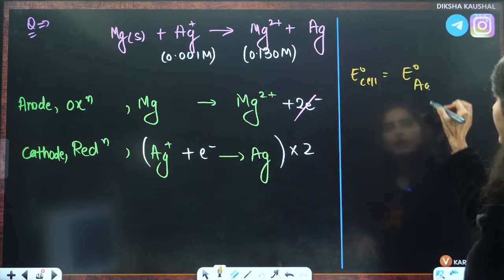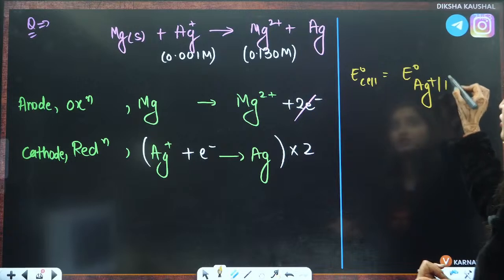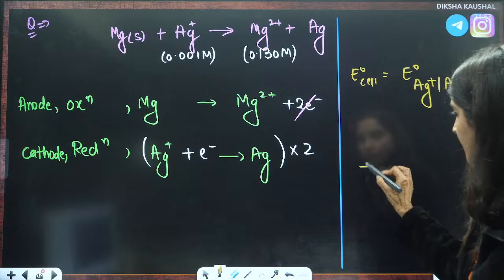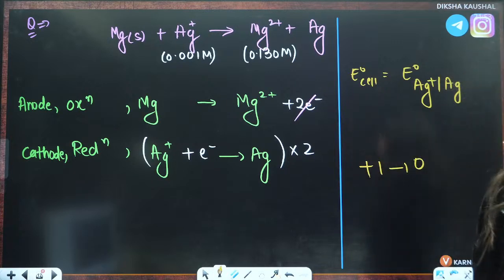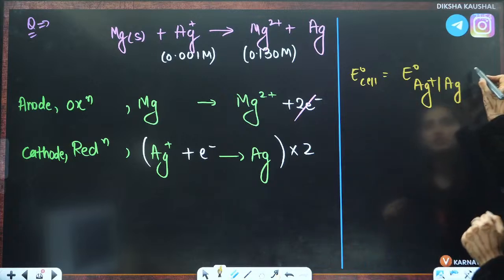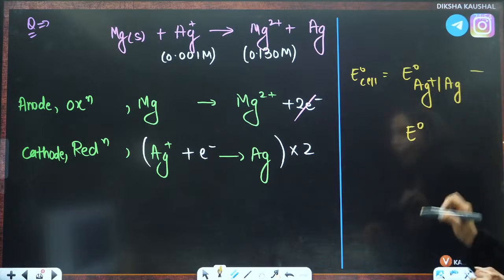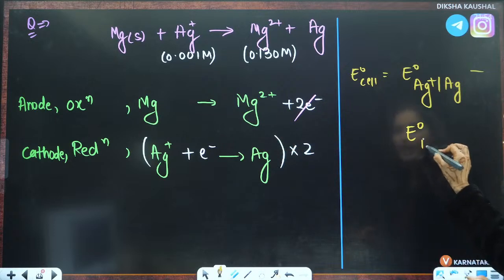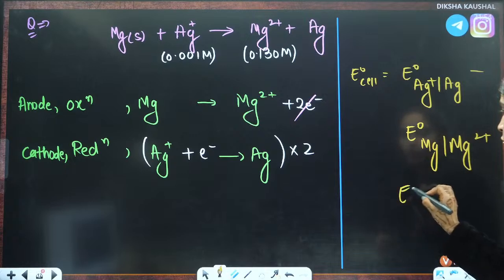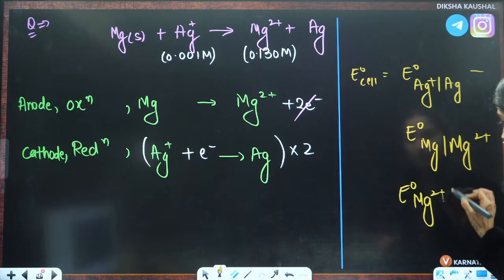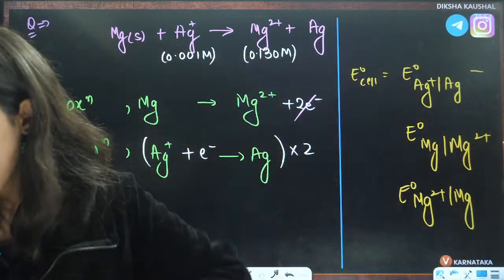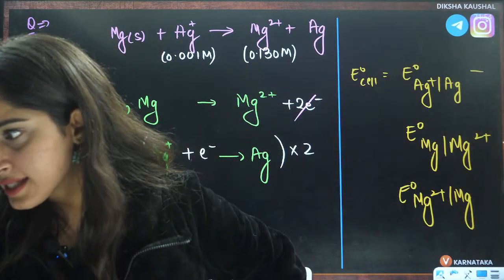So it will be E naught of Ag+ to Ag, because we want to decrease the oxidation number. +1 to 0, it is decreasing, right? So this is the reduction potential. You need to see this thing in the question, minus E naught of, should I write Mg to Mg2+, or should I write E naught of Mg2+ to Mg? Everybody in the chat box, tell me, should I write this or that? Yes, everybody?